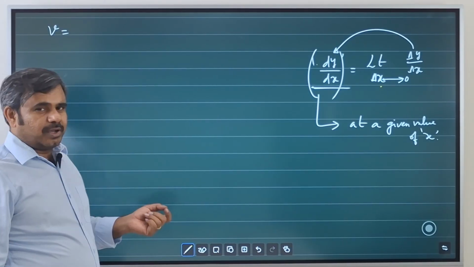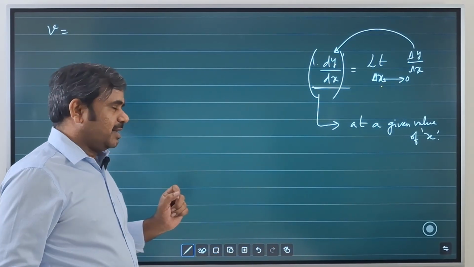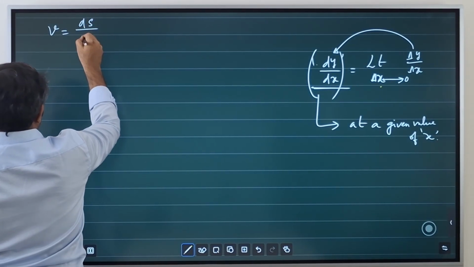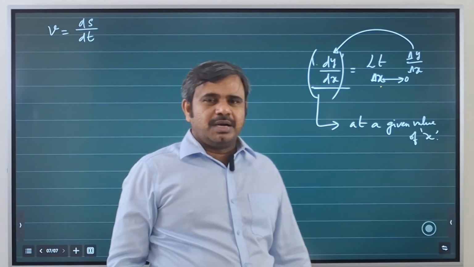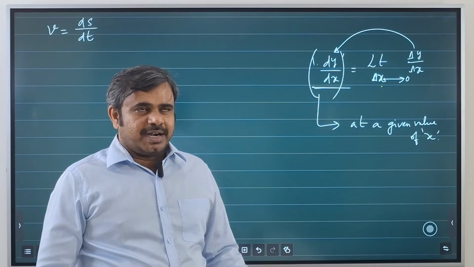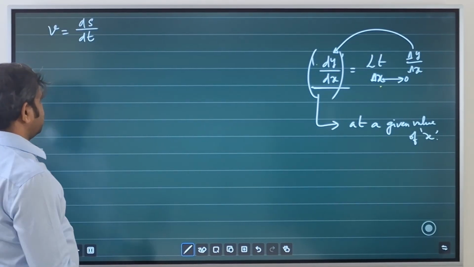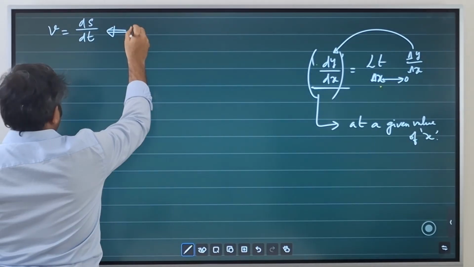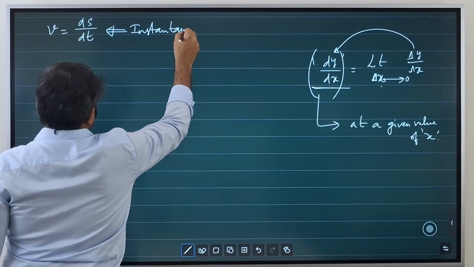So how do we write velocity at a particular instant of time? Velocity at a given instant of time is the rate of change in displacement with respect to time at that particular instant. So at an instant of time, the rate of change in displacement with respect to time is called velocity at that instant, or we also call it instantaneous velocity.